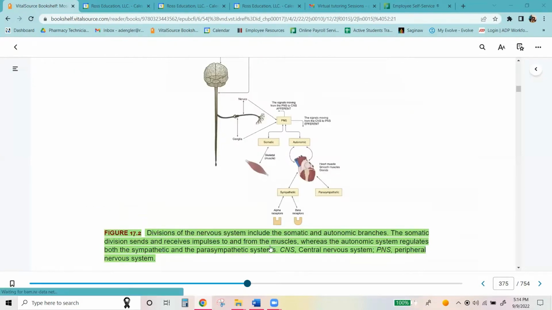Here are the divisions of the nervous system, which include the somatic and autonomic branches. The somatic division sends and receives impulses to and from the muscles, whereas the autonomic system regulates both the sympathetic and the parasympathetic systems. Central nervous system, PNS.